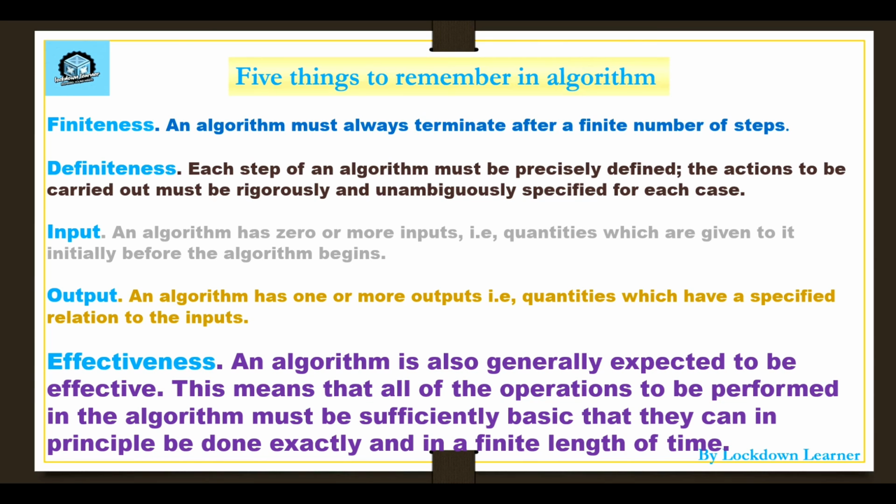Okay guys, you should remember these 5 properties of an algorithm. Before writing any program, you should write an algorithm for it, with a finite number of steps to find, for example, an even number or odd number, or any case.